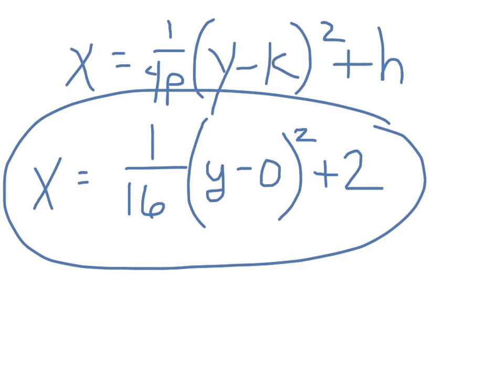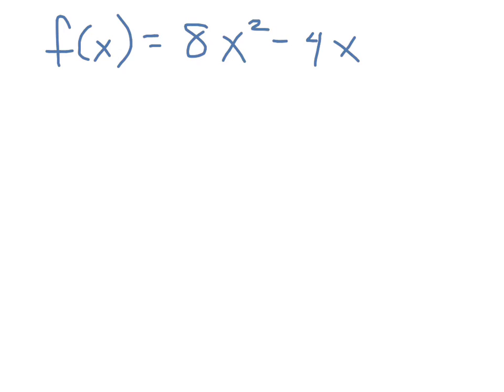Then, number 9 says, graph it, label the vertex and axis of symmetry, describe where the function is increasing versus decreasing. We haven't done that for a while. Okay? So when I graph the function 8x squared minus 4x plus 3, how did you guys graph this? It's in standard form. How did you find the vertex? How did you find the axis of symmetry?